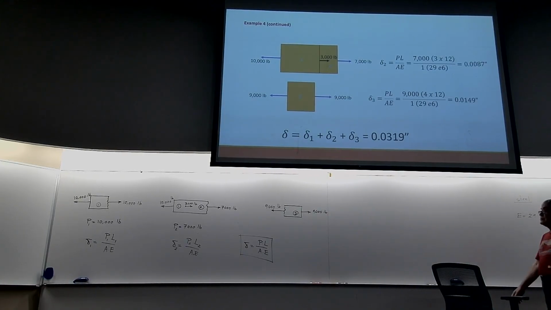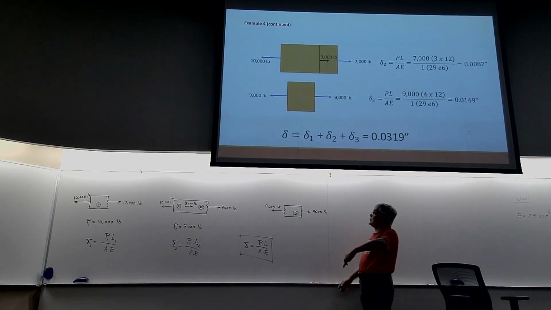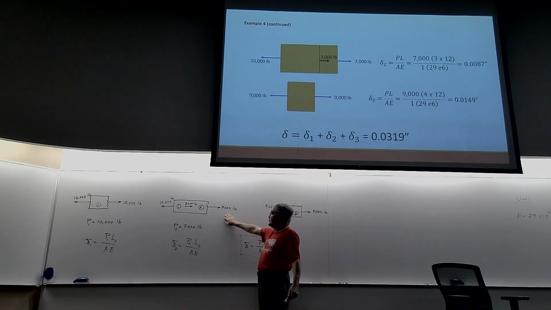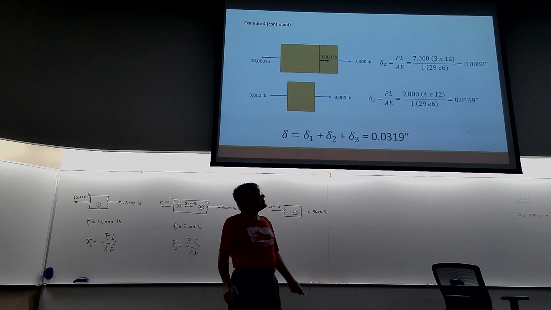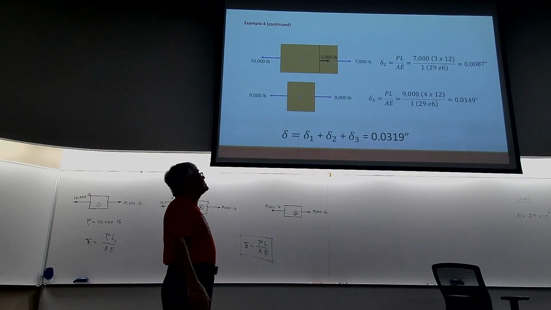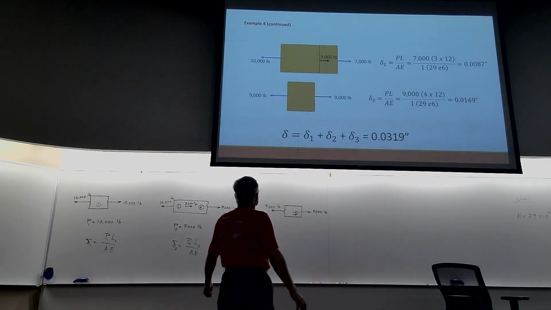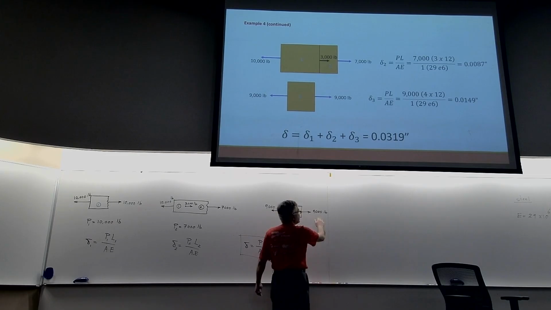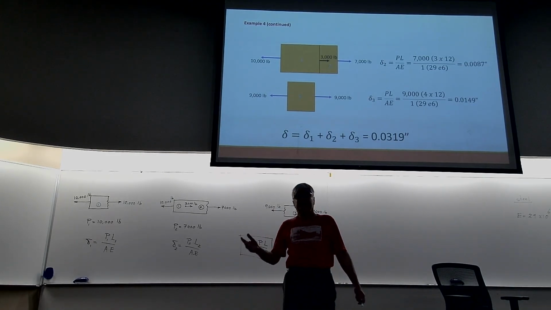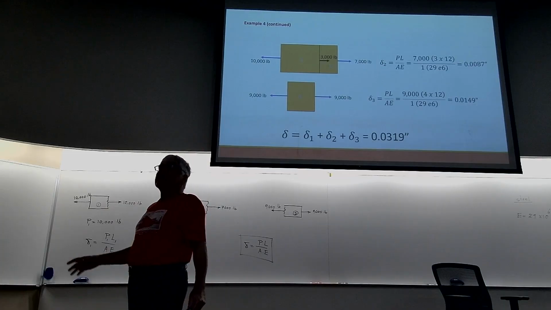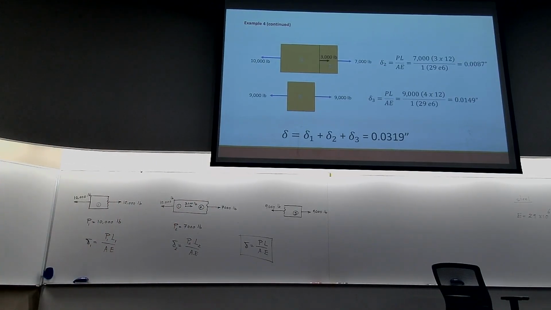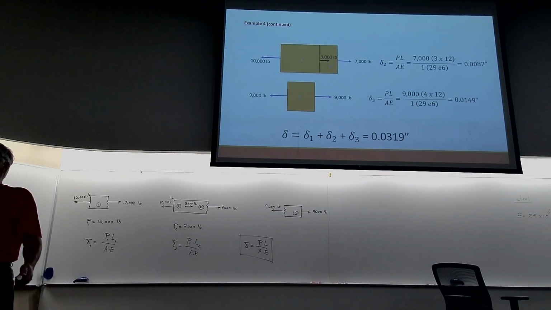So there is delta 2 using this force, 7,000 pounds. Then L2, which is 3 feet, converted to inches. For segment 3, we are using this force, 9,000 pounds, and the length is 4 feet. And we have positive deltas for all 3 pieces because they're all in tension. So we end up adding those 3 deltas, and you can see the answer at the bottom of this page.